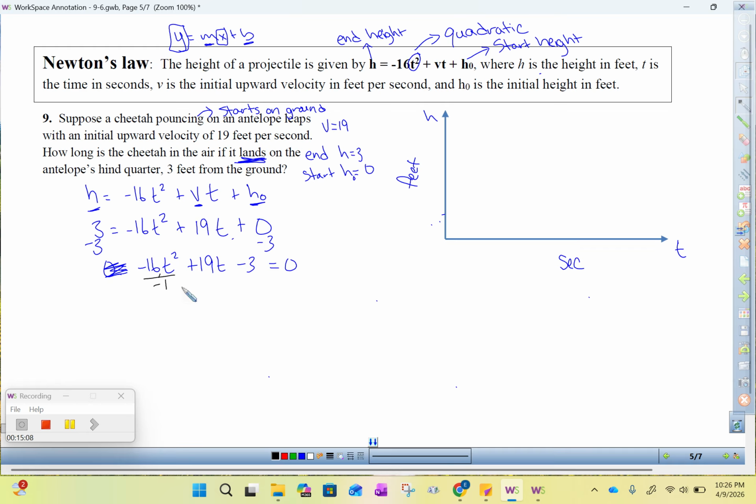So divide by -1, but remember with division, what you do to one term, you have to do to all terms. So -16 over -1 is +16. And then this switches to a -19. And this switches to a +3. 0 divided by anything is 0, so that's why it's fair game.